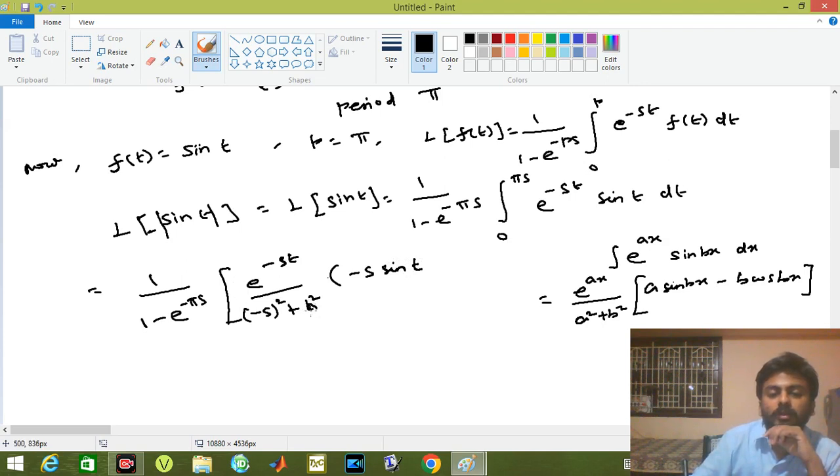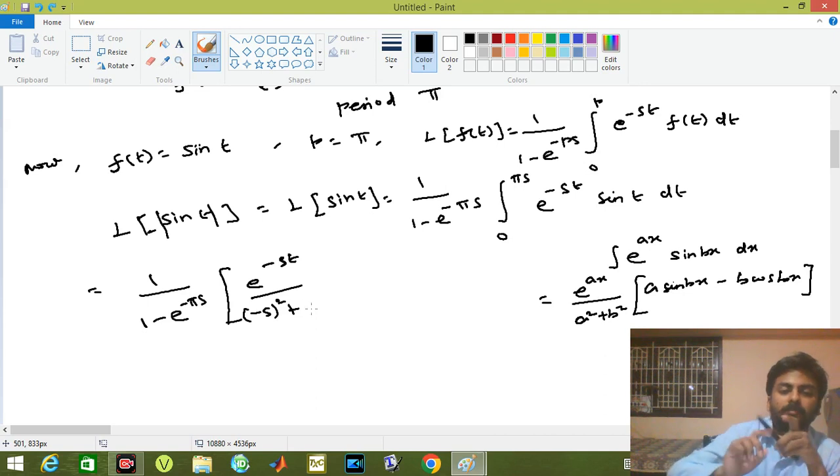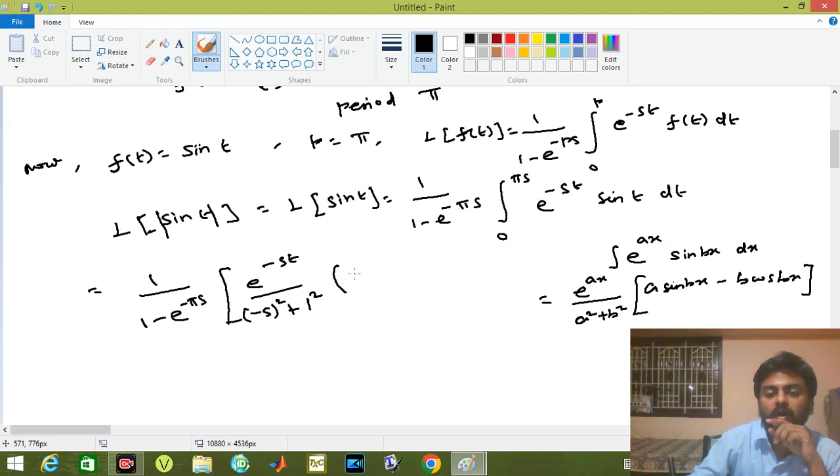Actually e power of ax sin bx means b is 1. So it is e power of minus st divided by s square plus 1. A is minus s, b is 1. So it is 1 square into a, which is minus s, sin t, then minus b, b value is 1, cos t.